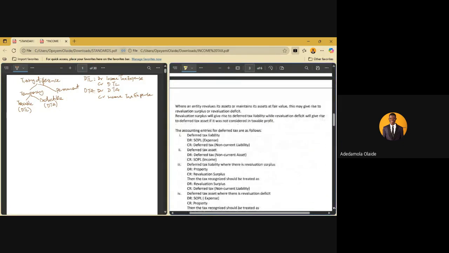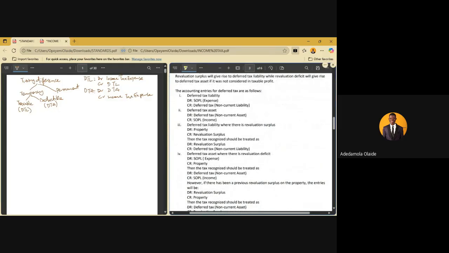But if the deferred tax is arising as a result of revaluation difference, then the deferred tax arising on the revaluation difference will go to where the revaluation is. That is, if it's a revaluation surplus, the deferred tax arising as a result will also go to the revaluation surplus account. But if it's a deficit, the revaluation deficit will go to the SOPL as an expense.